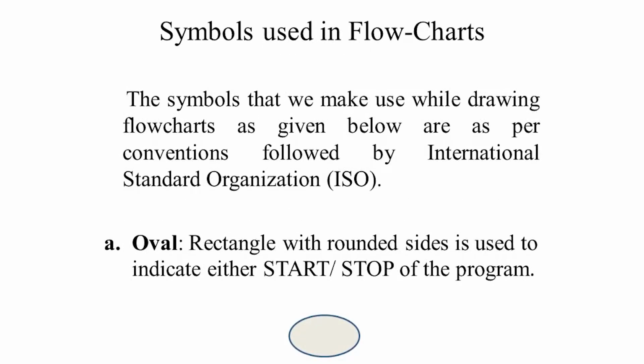The first symbol majorly used in a flowchart is the oval. It is used to indicate the start and the stop of the program. Since the flowchart is a pictorial representation of the flow of the steps of an algorithm, when you begin the program you start with the oval shape. You say start and then you encircle it with an oval shape. That is how you begin the program using a flowchart.